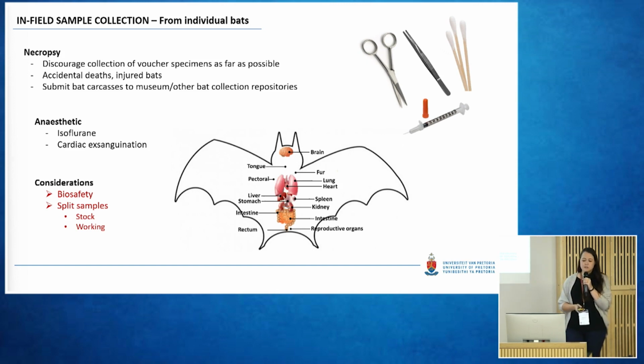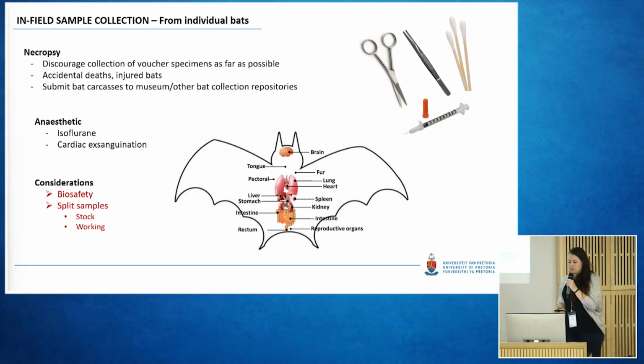But there are, during routine sampling, instances where you could have accidental deaths of bats, or some bats that are injured that require to be euthanized. It's important that these bats are also submitted to museums or collections and not just thrown away after samples have been collected. So to euthanize the bats, we would use an overdose of an inhalation anesthetic, for example isoflurane, and then do cardiac exsanguination where we remove the blood through the heart.